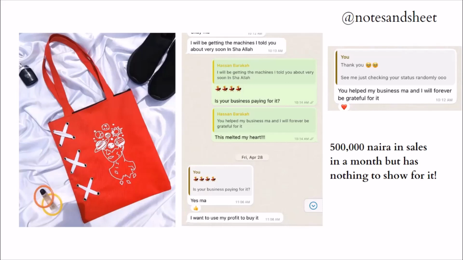If you see here, I asked her if her business is paying for the machine, and she said yes. So I was so glad that her business can now afford to buy machines, right? This is someone that was making sales and did not know where the money is.